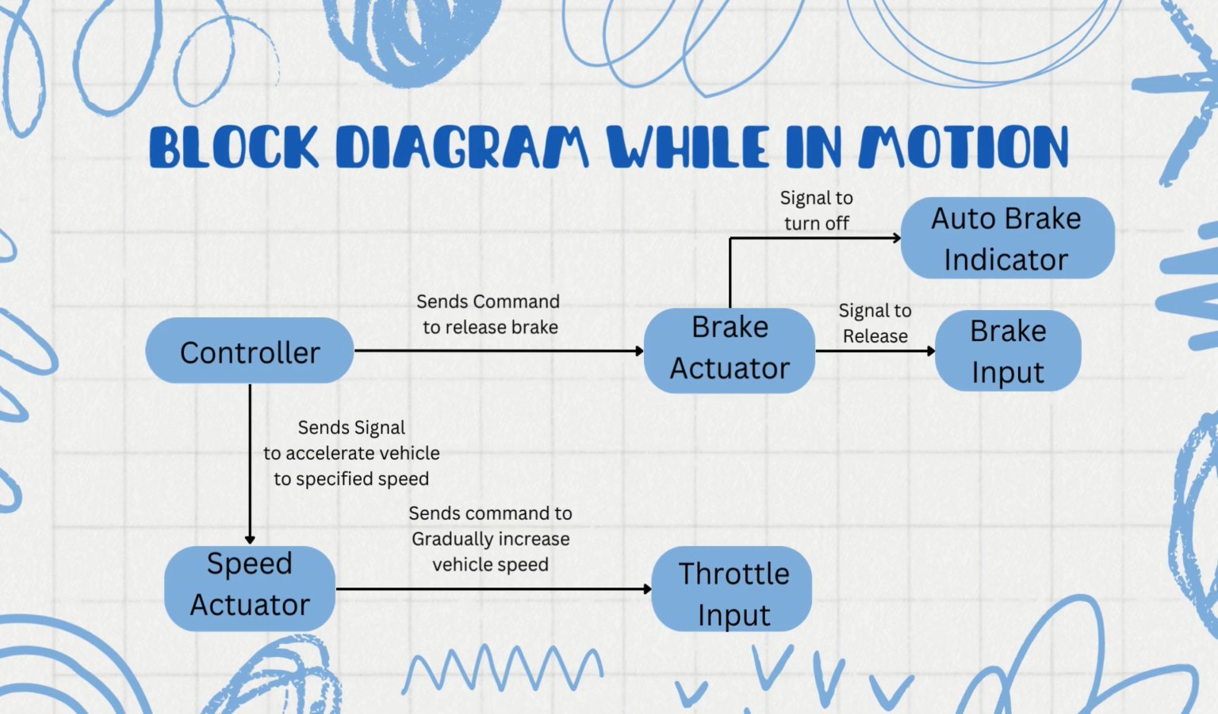The second task is to send signal to the speed actuator to accelerate the vehicle to a specified speed. The speed actuator will convert the signal into commands to the throttle input to gradually activate the throttle system and increase the vehicle speed.